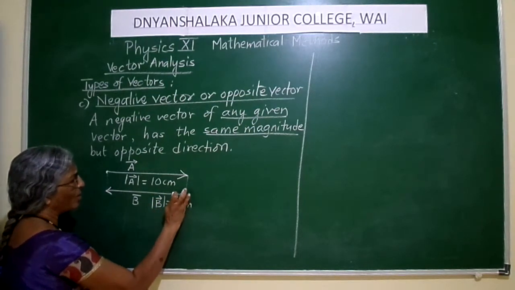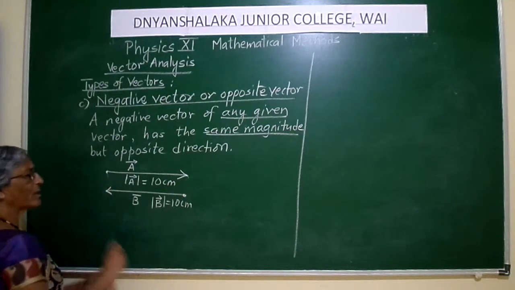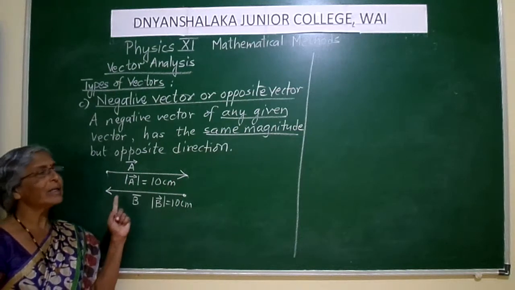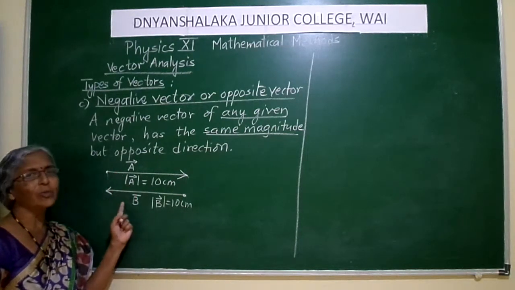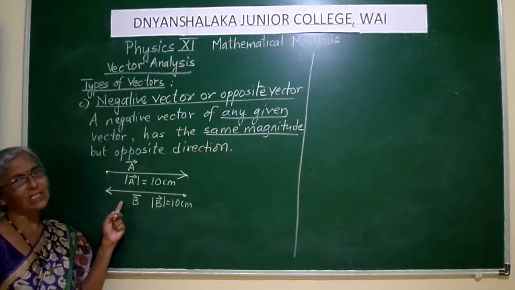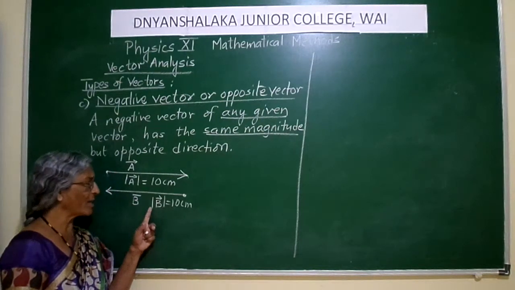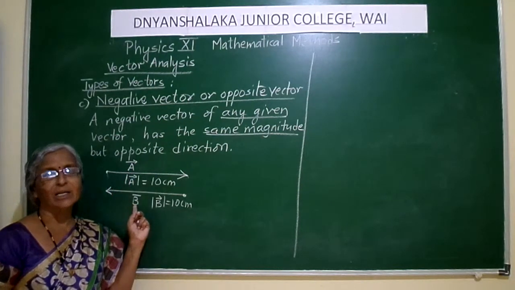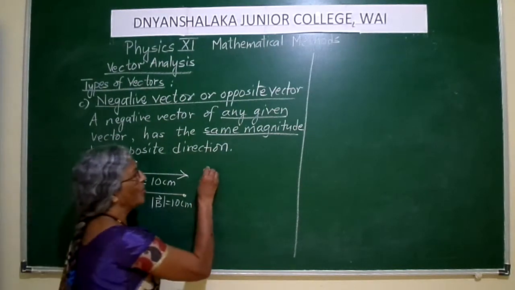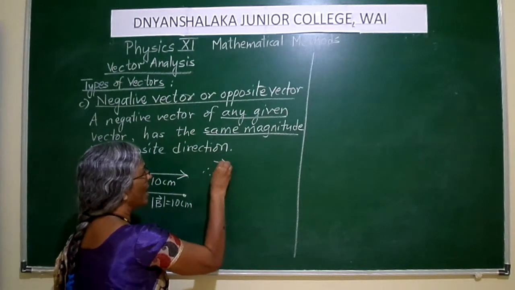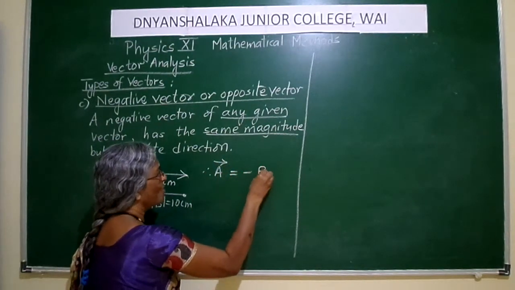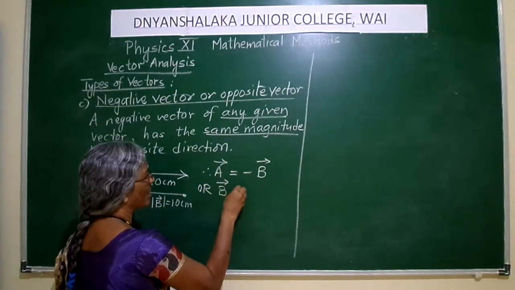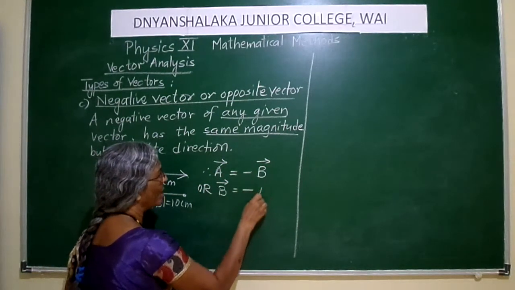So what do I have over here, students? The two vectors have the same magnitude but opposite direction. Then these are said to be negative vectors of each other. So I will say vector B is the negative vector of A, or vector A is the negative vector of B. Therefore, how can I write? Vector A is equal to minus vector B, or I can also write vector B is equal to minus vector A.